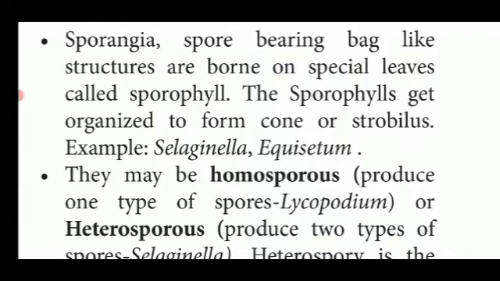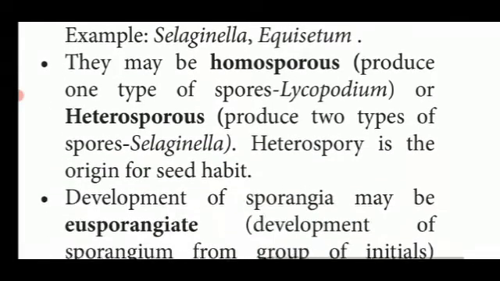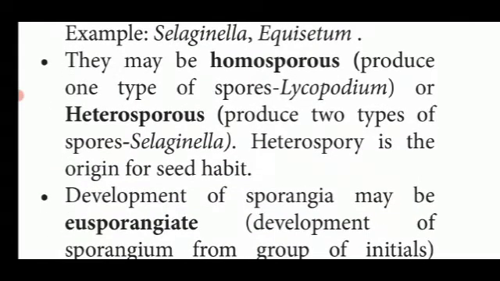The spore-containing leaves are called sporophylls. The sporophylls get organized to form a cone or strobilus. The cone-shaped structure is also called a strobilus. Examples: Selaginella and Equisetum.